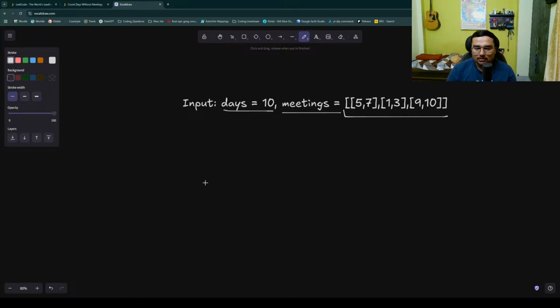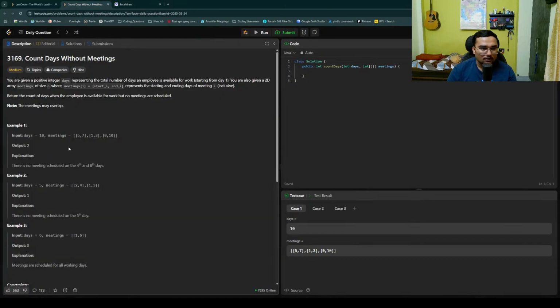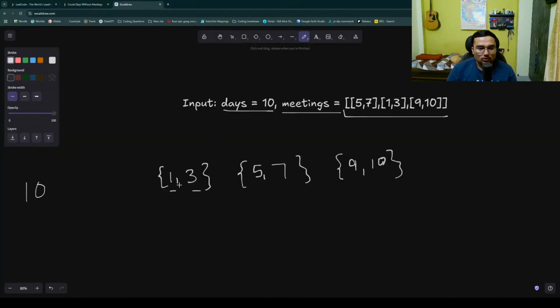So in this example it'll be 1-3, then 5-7, then 9-10, right? And none of these are overlapping. So we take days 10. And are these days inclusive? Like, is this 3 days, 1, 2, and 3 are gone? Yeah, inclusive.